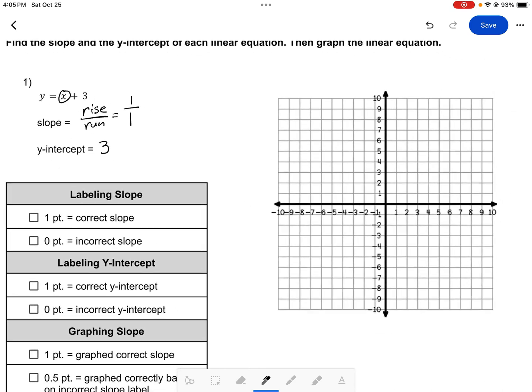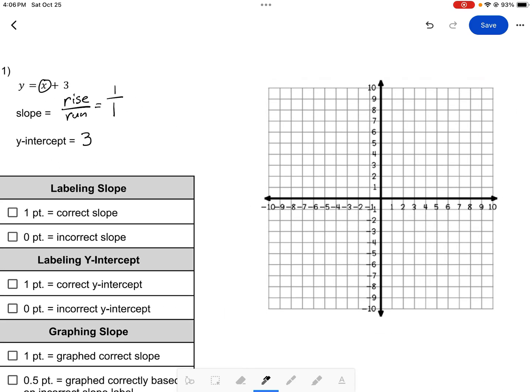So if I look at my graph, I'm going to start at positive 3 on my graph, and then I'm going to go up 1 and to the right 1. And up 1 and to the right 1. We can also do the opposite. I can go down 1 and to the left 1, down 1 and to the left 1. And then I can draw my line through those points. There we go.